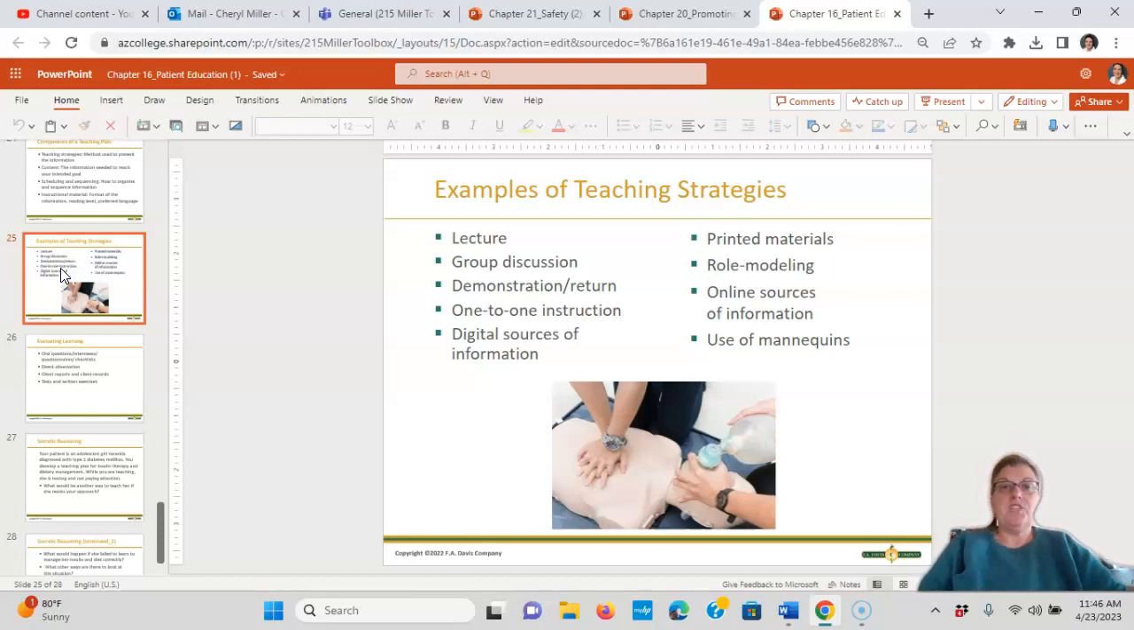Some examples of teaching strategies. We can lecture. It's usually not the best way. We can have a group discussion, return demonstration. We can have one-on-one instruction.